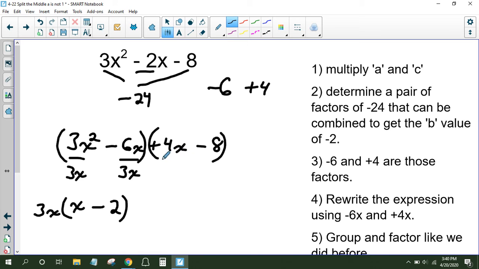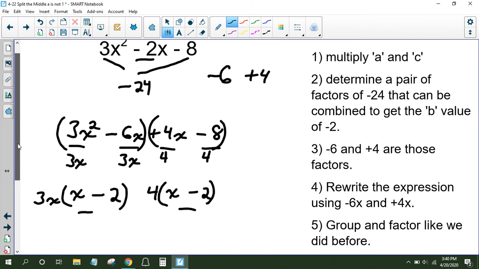Okay, second set. We're going to divide by the largest number that we can of both of these terms. Okay, well, the largest number that we can divide by here is going to be 4. So we're going to factor out or pull out that 4 and then divide to see what goes in the parentheses. Okay, so 4x divided by 4 will leave us with just x. And a negative 8 divided by 4 leaves us with a negative 2. Okay, and again, we're looking good because both sets of parentheses have the same thing in there, x minus 2.